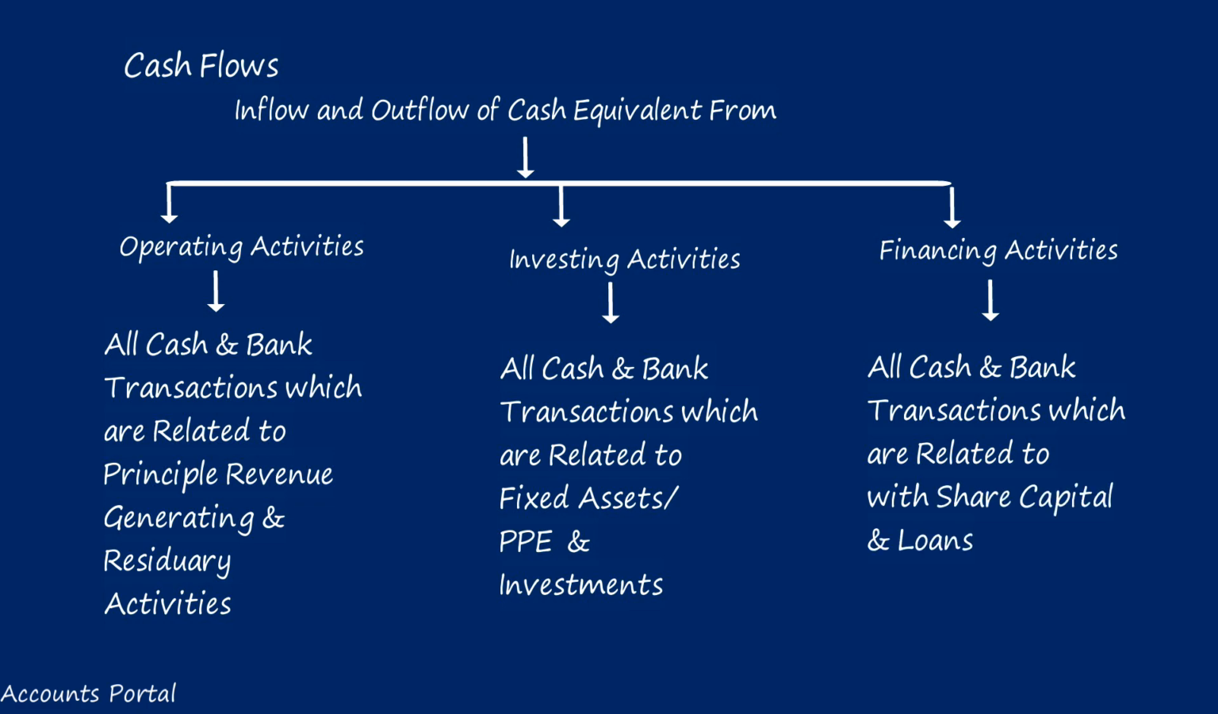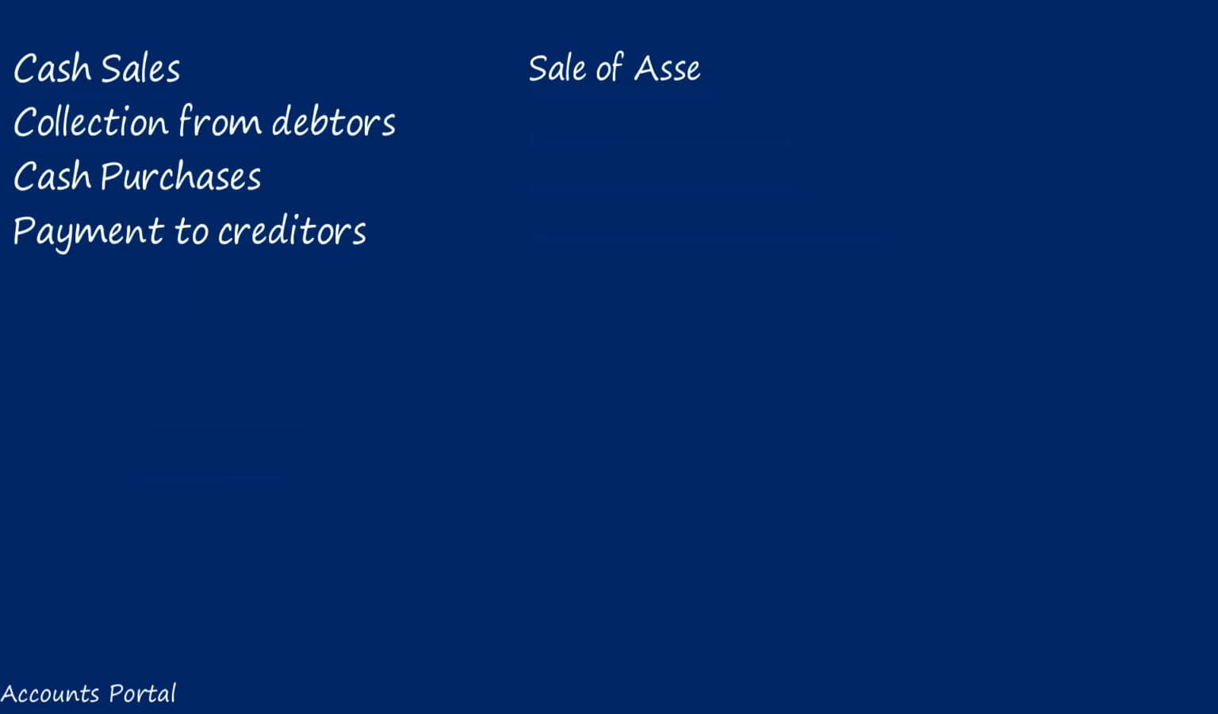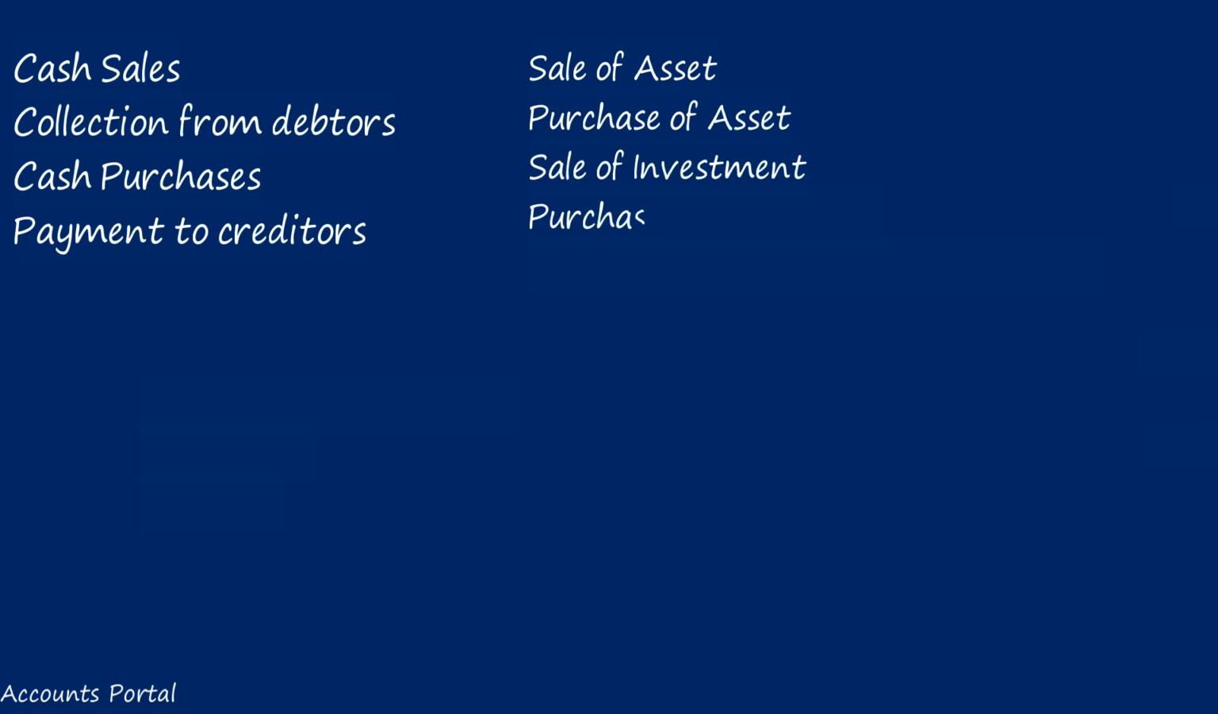Now before we move deeper into the concept, I would ask you to think about various cash flows. Think about business organizations. What are the possibilities of cash flows? Cash sales is an inflow or an outflow? It's an inflow. Collection from debtors, inflow. Cash purchases, outflow. Payment to creditors, outflow. Sale of asset, inflow. Purchase of asset, outflow. Sale of investment, inflow. Purchase of investment, outflow.